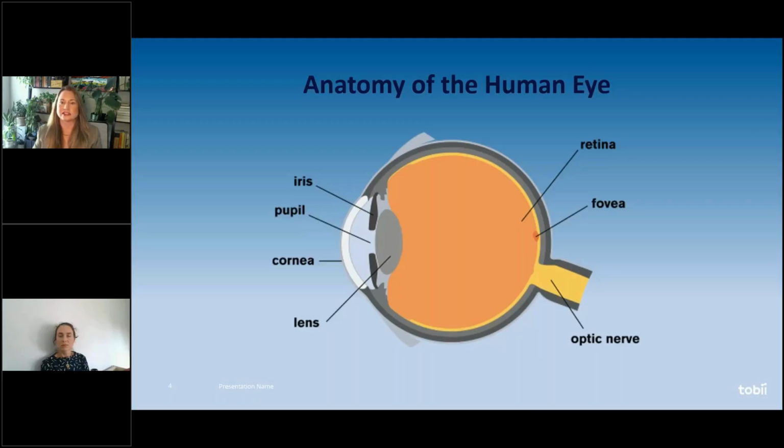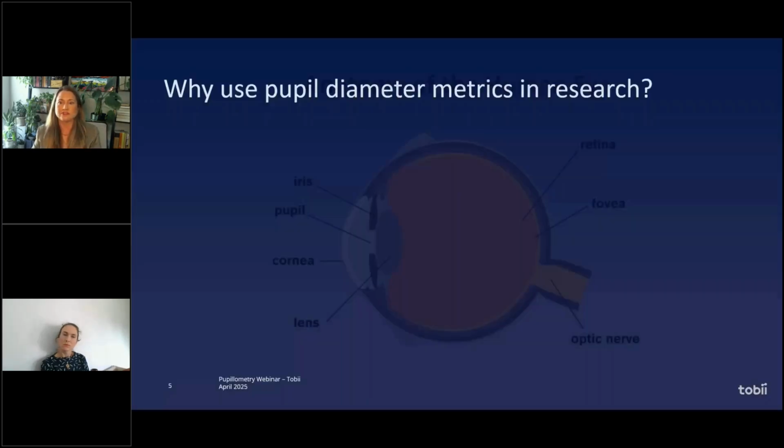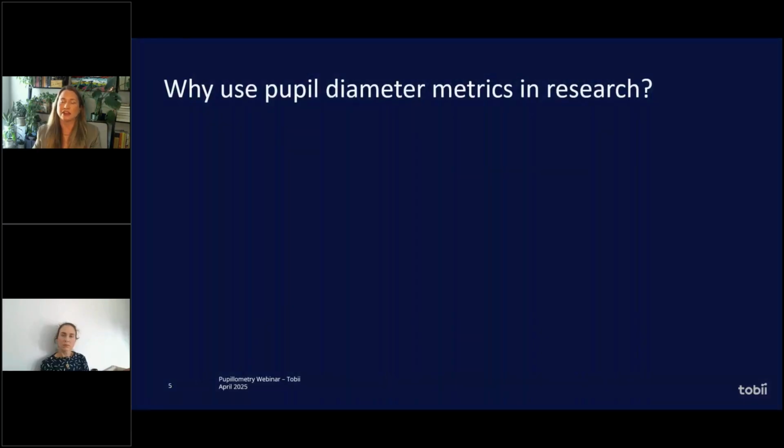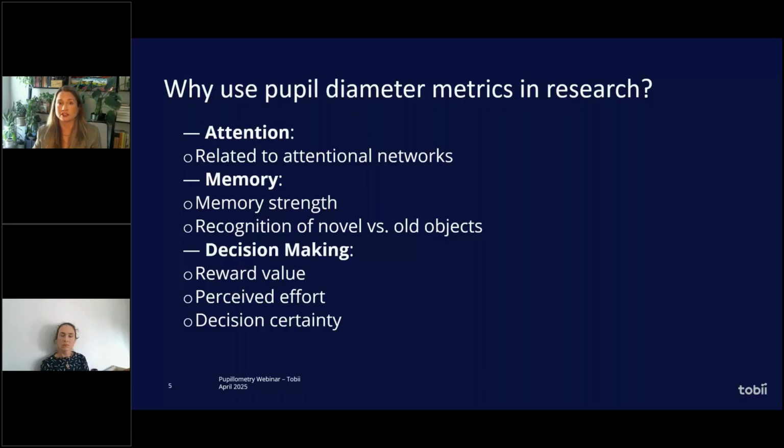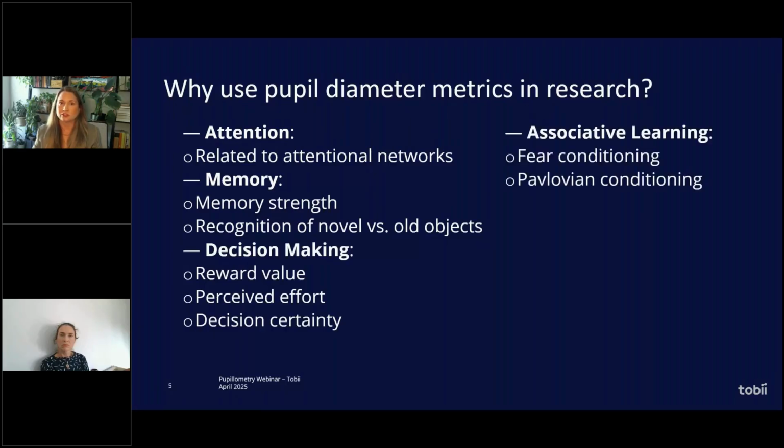But even at a resting state or under constant lighting, researchers have found pupillary changes in response to a variety of situations. Pupillary muscles receive input from brain systems involved in cognitive and autonomic functions. Here are some examples of how pupil diameter changes can inform your research. Pupil diameter changes have been related to attention and attentional networks, memory, like memory strength or recognition, decision-making, reward value, effort, or uncertainty, associative learning, fear conditioning, and Pavlovian conditioning.